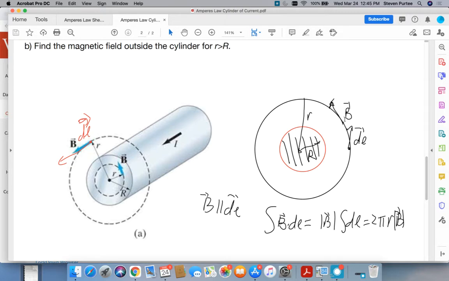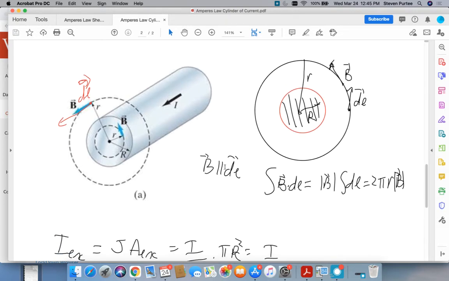So I've drawn these at separate spots because it's hard to draw them at the same spot. But at this spot right here, B and dl would both point this way. B and dl are parallel. That's the whole point. If B and dl were not parallel or perpendicular, you can't do the line integral. Because they're parallel, the line integral around that loop will be magnitude of B times the length of the curve. That's what the integral of dl is. The total length, 2 pi r, times magnitude of B.